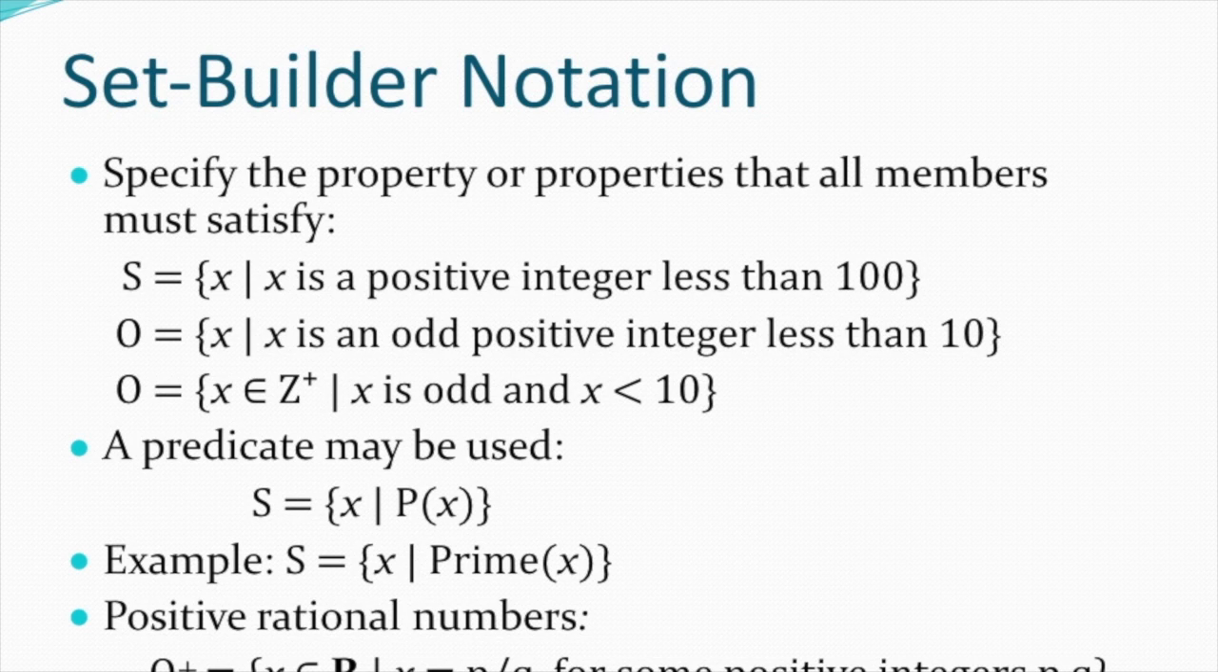So a predicate could be used to describe the elements of the set as well, based on the notation: a set like S capital has an element which is X, and this X could be defined by the function P of X. Now you can define this function further and you say, for example, the positive rational numbers Q plus is a set. I have an element in this set called X, and this X belongs to the set capital R, which is real numbers, where we have X as well equal to P divided by Q. Now P and Q are as well positive integers. So I am exactly specifying which ones should qualify to be in this set.